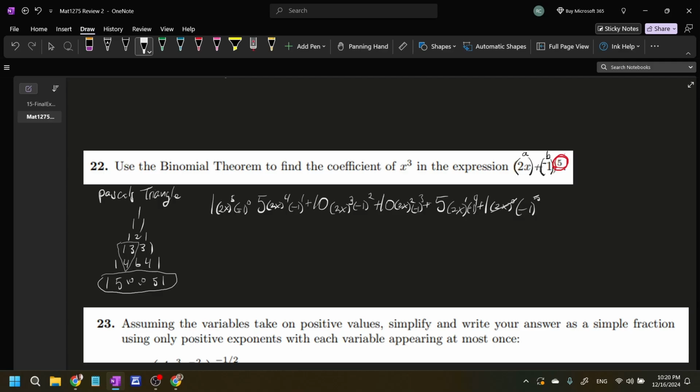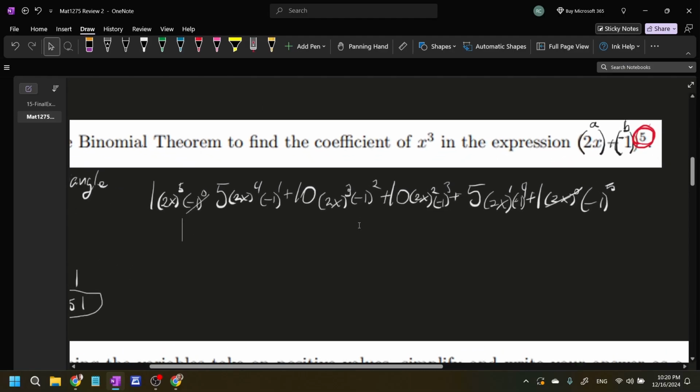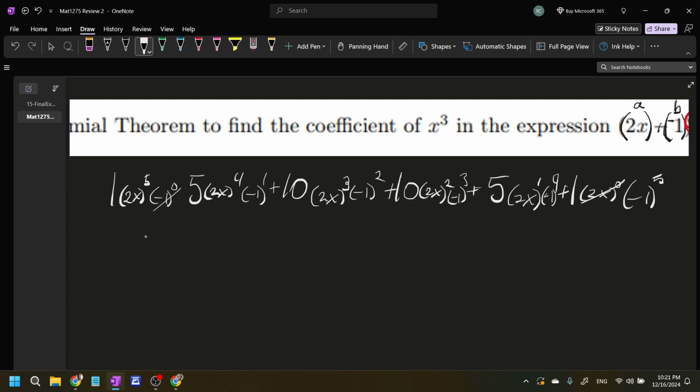Again, anything to the 0 power is 1, so that's going to cancel out. Let me zoom in a bit so you guys can see what's going on here. Okay, so let's simplify this. Let's neaten this up a bit.